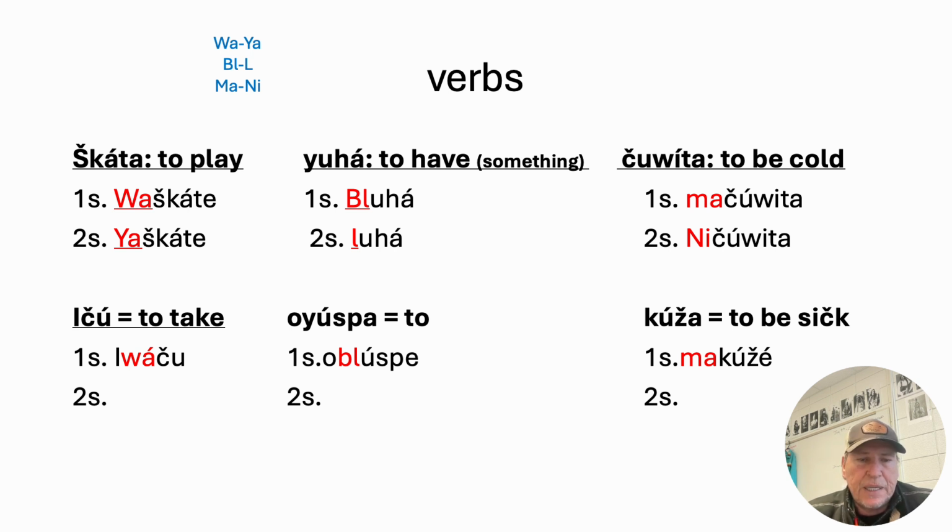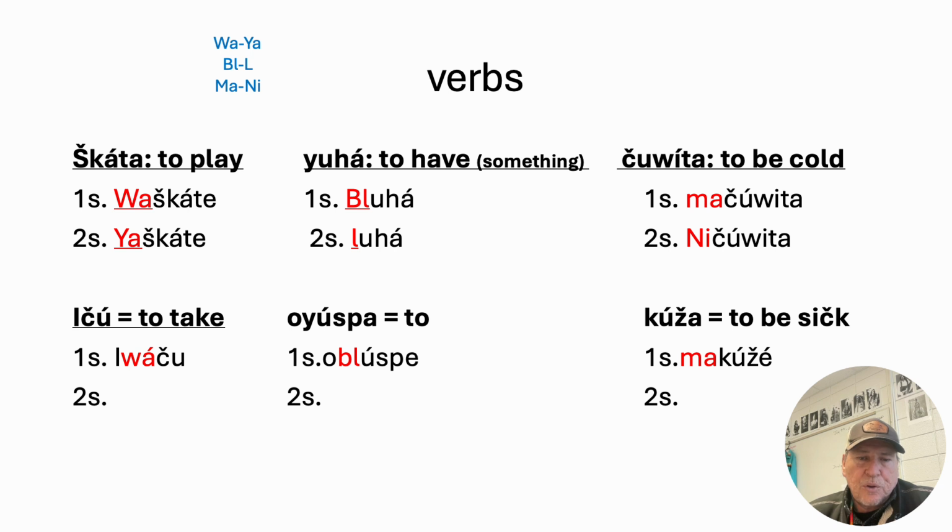So just by using those examples, let's look at the bottom three here. So we have the verb ichu, to take something. And if you look, like I said, if you look in a dictionary, it might only give you the first person singular, how to say "I do it." So that is iwachu. All right, so that becomes "I take something." So if we follow that rule, you should be able to fill in how to say "you take something."